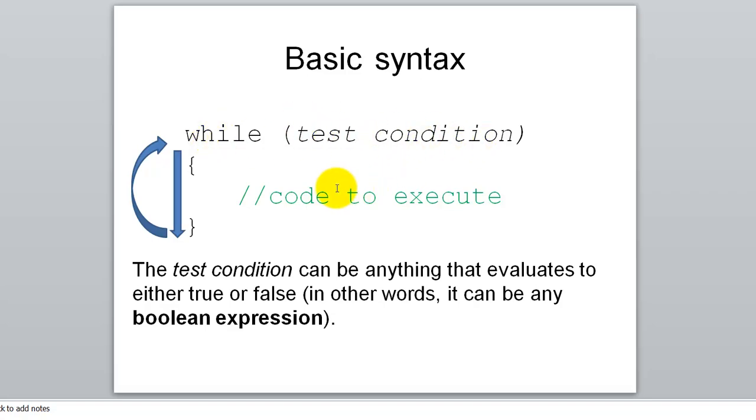So as you can see, there's going to be a need perhaps somewhere in this code for something to change that causes our test condition to become false. Otherwise we would be stuck in what's known as an infinite loop. It'll just keep going forever and ever. Let's look at a real example.